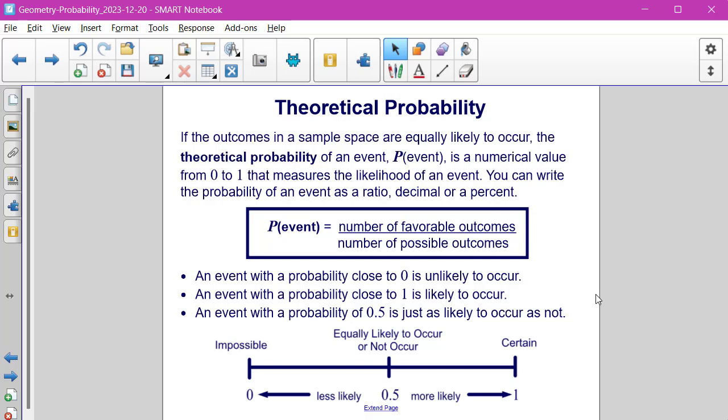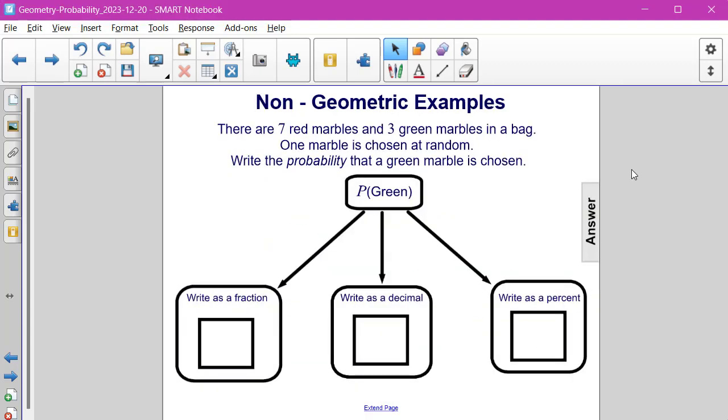An event with the probability that is close to 1 is likely to occur, and an event with a probability of 1/2 is just as likely to occur as to not. For example, the probability of flipping heads using a fair coin is 1/2, and the probability of flipping tails with a fair coin is also 1/2. Here's an example that is non-geometric that goes over the theoretical probability based on a sample space.